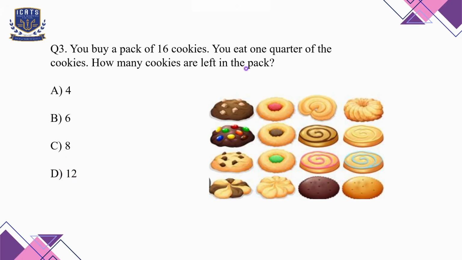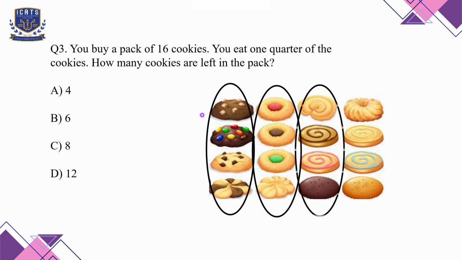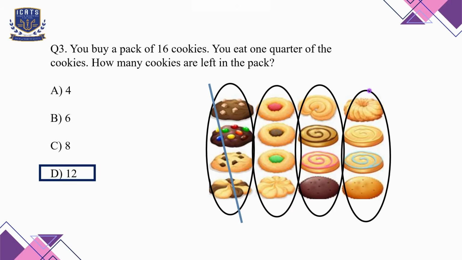So to find out 1/4 of the cookies, first of all, we have to divide the total number of cookies into 4 equal parts. And then we will cut one part out of 4. So now we have to count the remaining cookies. So 4 plus 4 is 8 and 8 plus 4 is 12. So we can say that there are 12 cookies left. So option D is the correct option here.